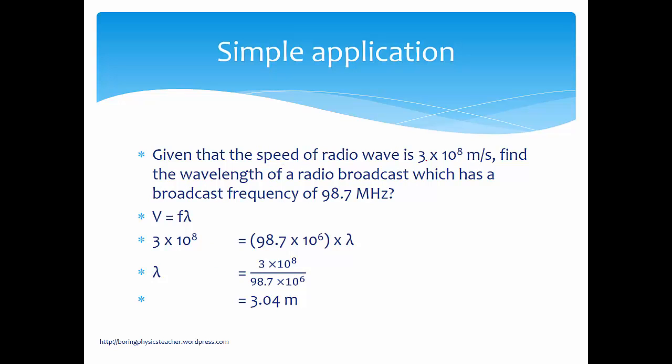Similarly, you can do the opposite. If you are given the speed of the wave, which is 3 times 10 to the power 8, you want to find the wavelength of a radio broadcast, which has a broadcast frequency of 98.7 megahertz. Again, you use this formula, so your speed is here. Megahertz means times 10 to the power 6. So you substitute in, try to find the wavelength, and you have this number over here.